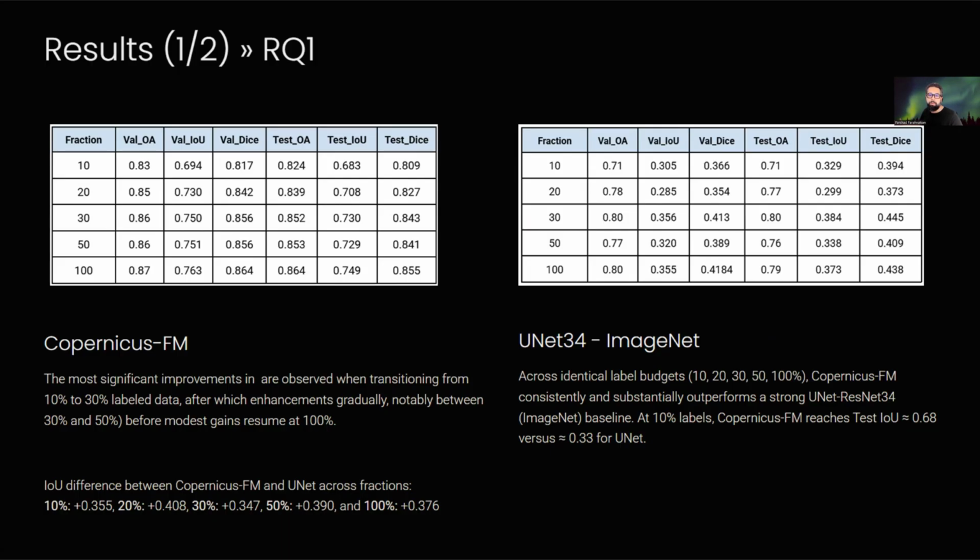The most significant performance improvements for Copernicus-FM are seen in the jump from 10% to 30% of label data, demonstrating that even a minimal investment in annotation gives us massive returns. The difference in IoU is consistently over 0.35 at every fraction. And this confirms the foundation model reduced the annotation requirements, making high quality water mapping accessible and affordable for resource constrained regions.